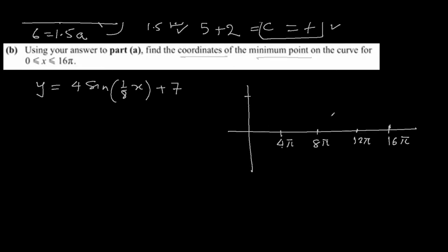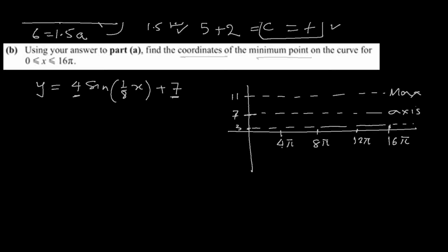Okay, this is the challenging part, and then we'll get the minimum point very easily. First of all, we should mark the axis, so let's say that 7 is here. Now 4 is the amplitude, that means 4 above 7, which is 11, will be the maximum, and 4 below 7, which is 3, somewhere here, will be the minimum. Our graph will be between these 3 lines.